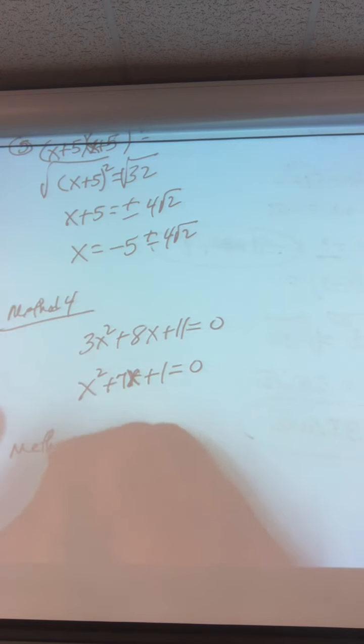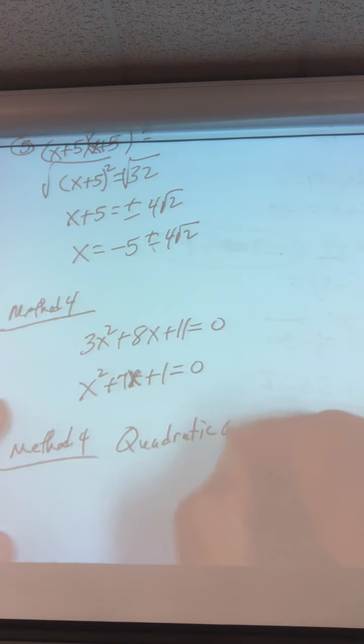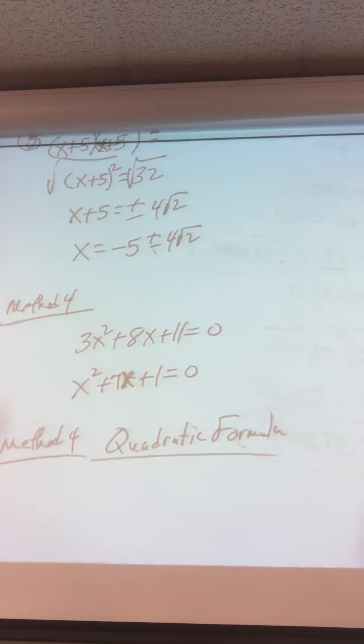Method 4. And it's called the quadratic formula. Okay, so write these instructions down. This is on method 4. Take this note down.